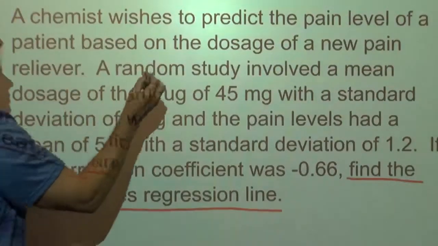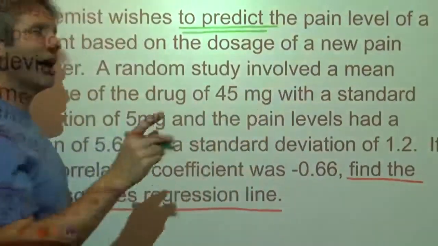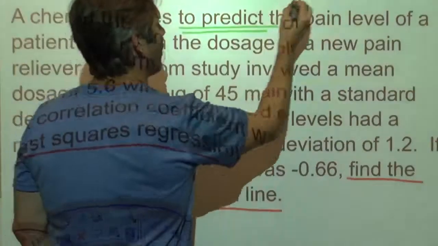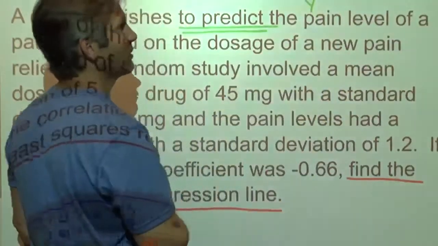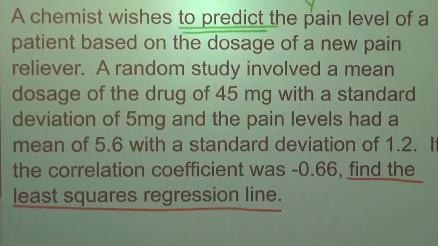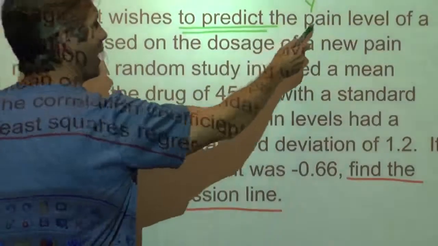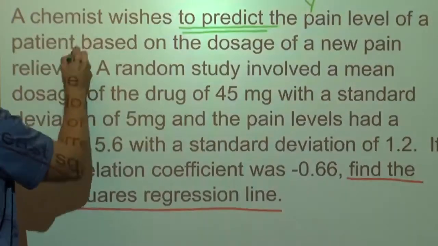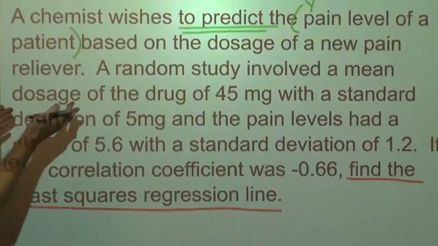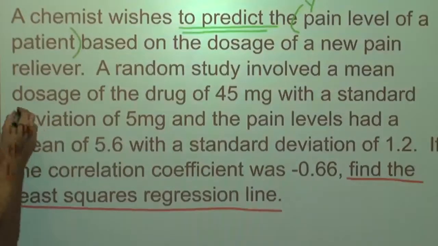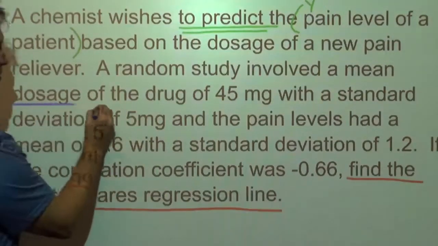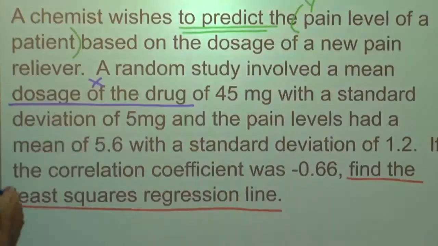A chemist wishes to predict whatever thing you're trying to predict, that is the y variable. After all, don't we call this the predicted y? So that gives the problem away as to what the y variable is. It's the pain level of the patient. So there it is. That's going to be the y. That means that the drug dosage is going to be the x. So we'll use a different color for that. The dosage of the drug, that's going to be the x variable.